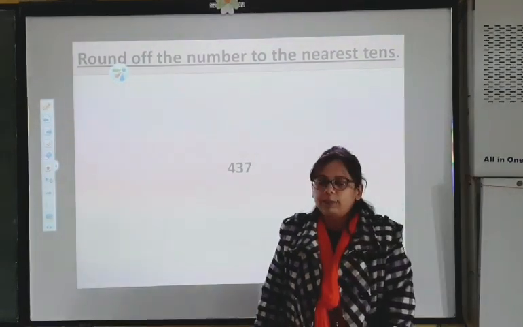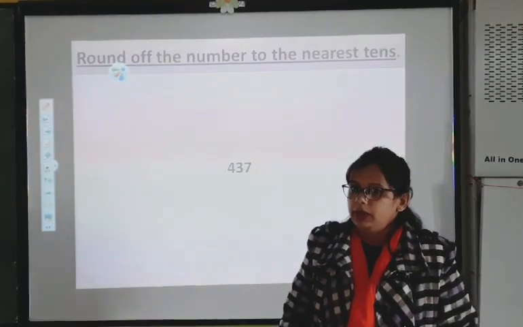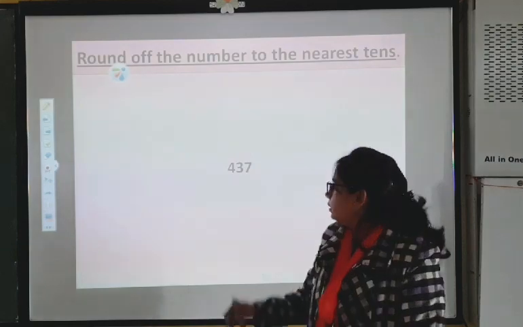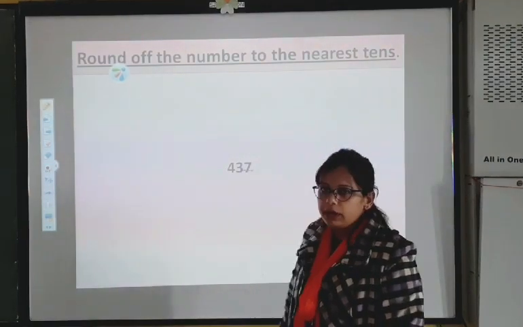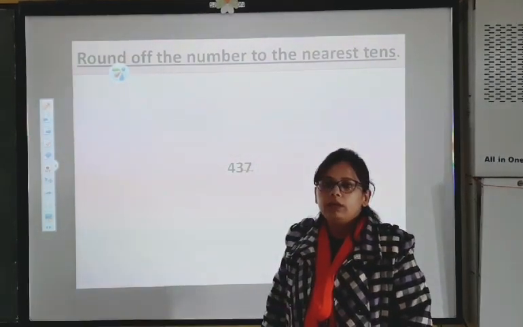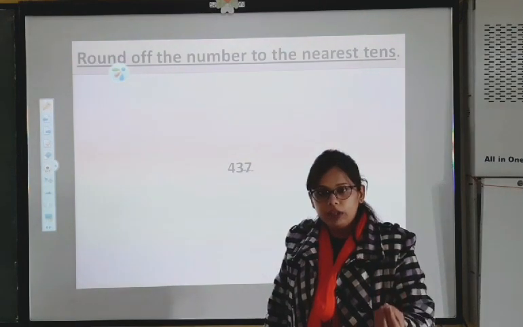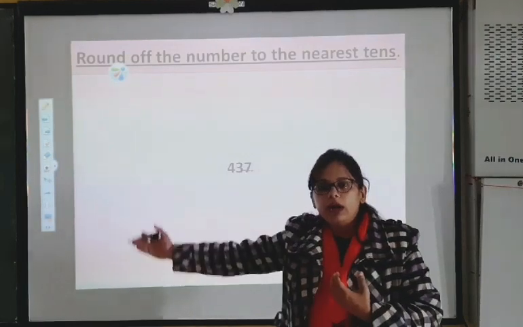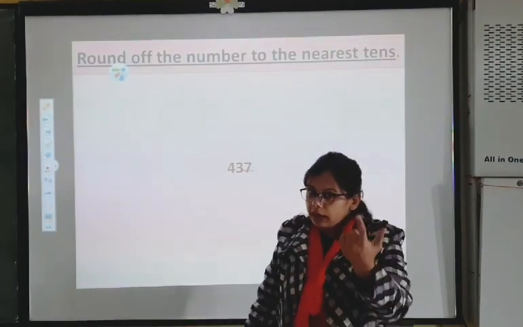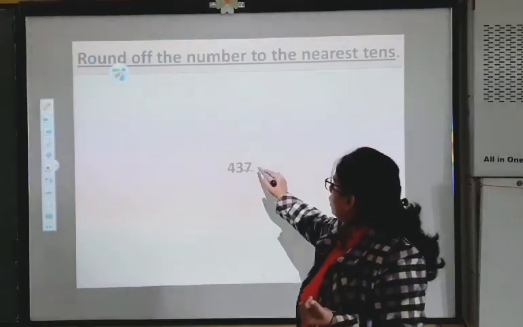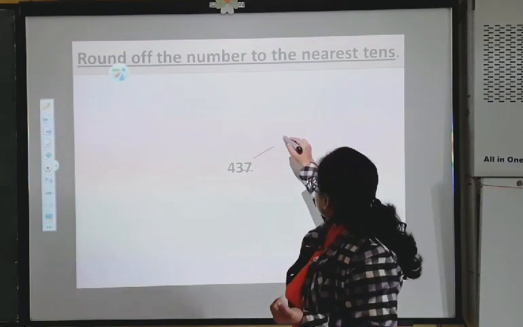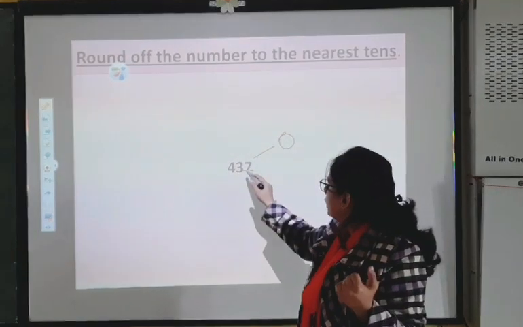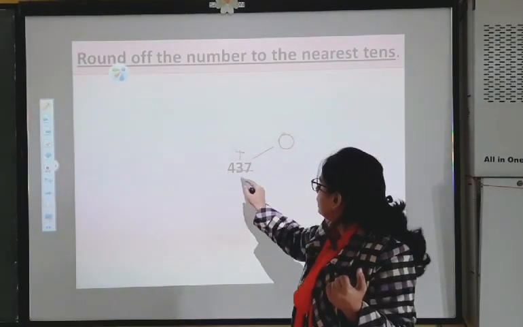Now another example. I have taken here a 3-digit number. The first step is to watch the digit on the ones place. The digit on the ones place is 7. As I have told you, if the digit on the ones place is 5, 6, 7, 8 or 9, you have to round up the number. But there is another rule, let me tell you. First of all, you have to convert 7 into 0. Then what else you have to do? The digit which is on the tens place is 3.